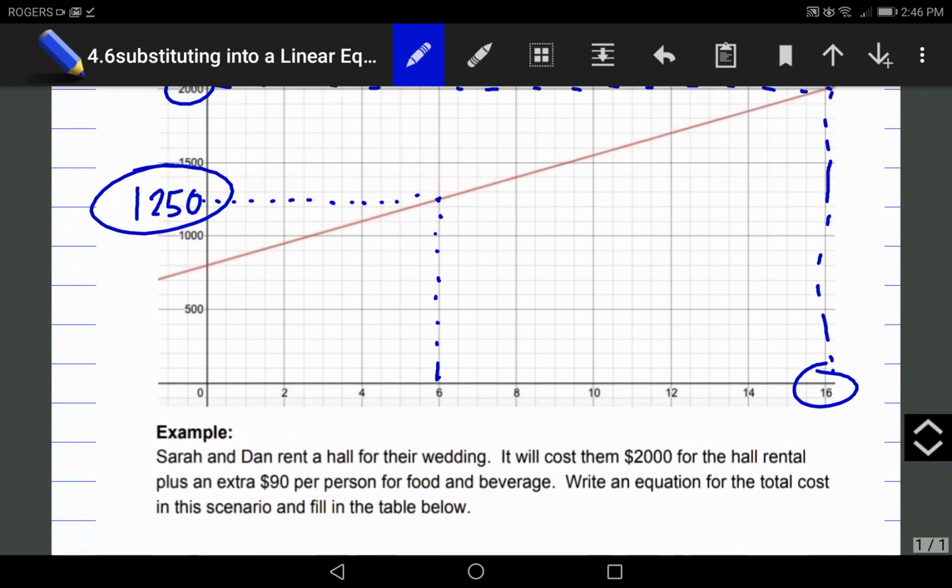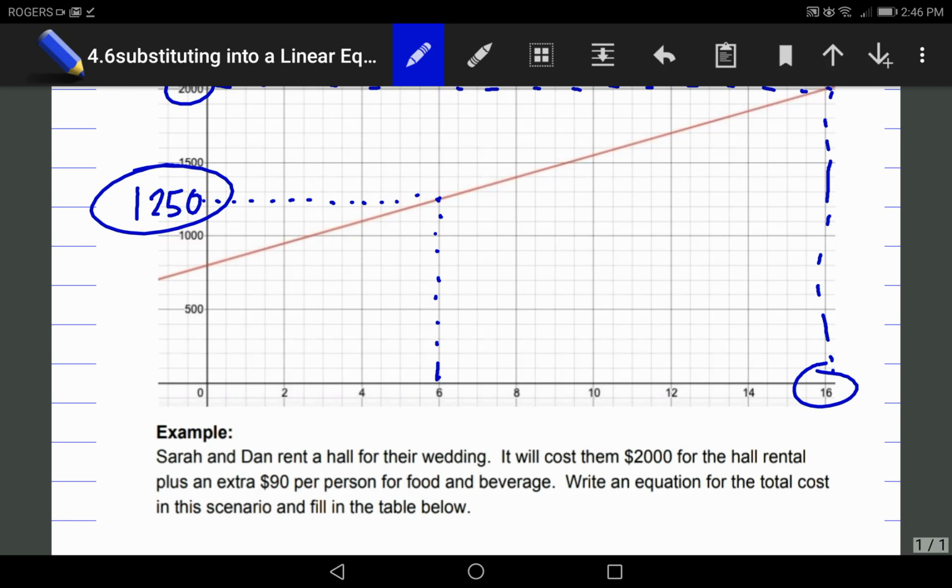Okay, so it says Sarah and Dan rent a hall for their wedding. It will cost them $2,000 for the hall rental, plus an extra $90 per person for food and beverage. Write an equation for the total cost in this scenario and fill in the table below. Okay, so take a second and let all that sink in.